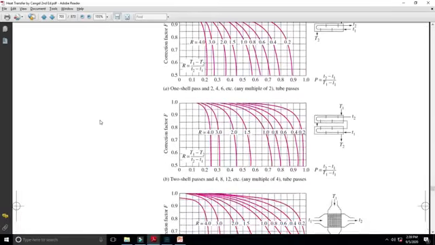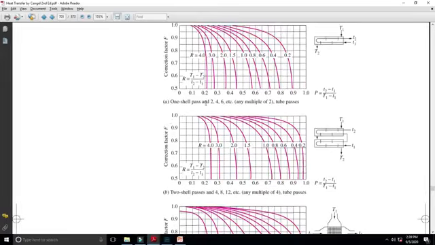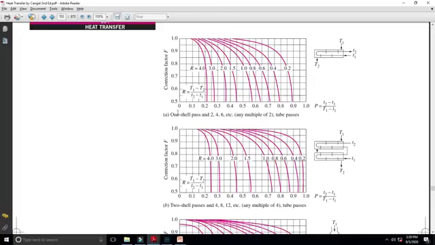So we have got this case where we have one shell pass and multiple tube passes, multiples of 2, because there is a single shell. Now we need to calculate P and R. So P would be T2 minus t1 over T1 minus t1.